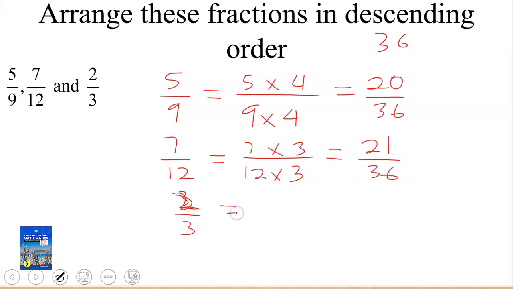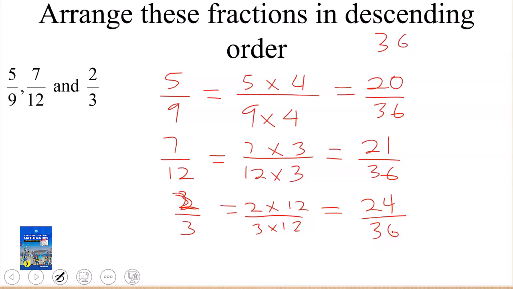And the final one, we have 2 thirds. So 3 times 12 also gives us 36. So we multiply here 2 by 12. Then once again, we have 24 divided by 36. Right. So now we do the comparison.